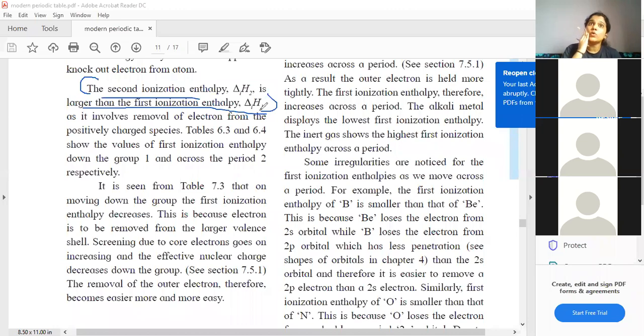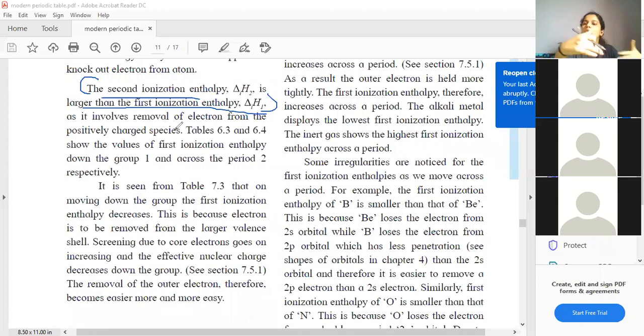Now see students, as you move ahead, for example, your aluminum forms Al3+, meaning we have to remove 3 electrons. The first one, second one, third one. So delta IH1, delta IH2, delta IH3. So you can see what is written. The second ionization enthalpy is larger.